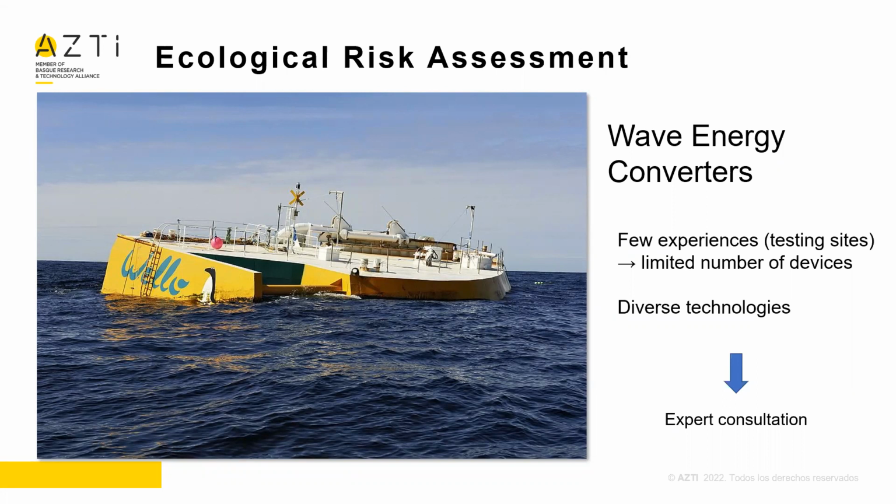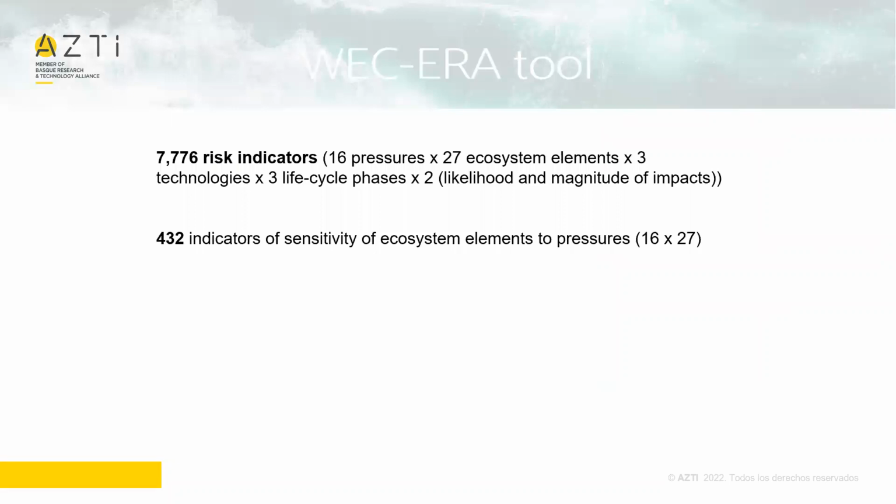So in our case, we used an expert consultation process in order to assess the ecological risks that could be produced by wave energy converters. Once we collected all the information, we obtained more than 7,000 indicators of risks, which is calculated based on a combination of the 16 pressures with the effects that could be produced in the 27 ecosystem elements for three different wave energy converter technologies during the three life cycle phases, etc. So it's a huge amount of data.